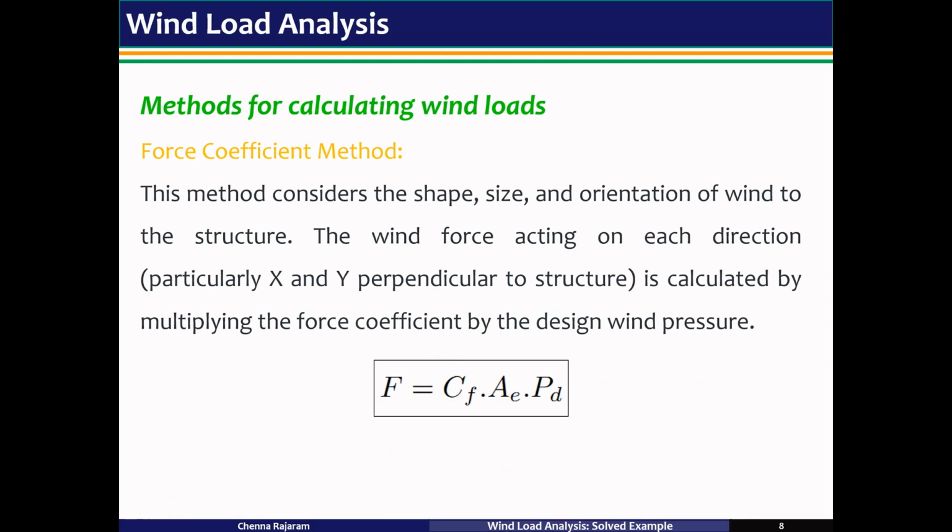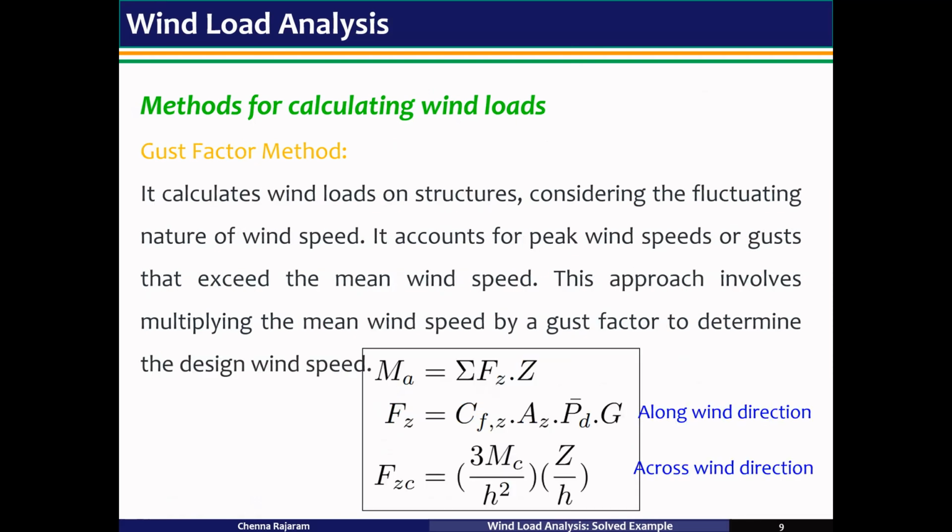Second, the force coefficient method. This method considers the shape, size, and orientation of the wind to the structure. The wind force acting in each direction, particularly X and Y perpendicular to the structure, is calculated by multiplying the force coefficient by the design wind pressure. The equation used in the force coefficient method is F equals Cf into Ae into design wind pressure.